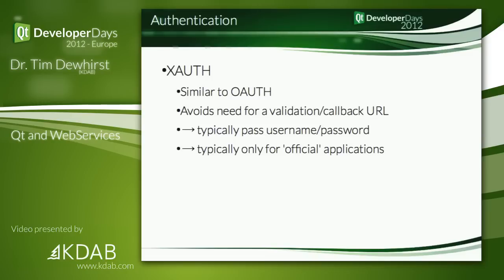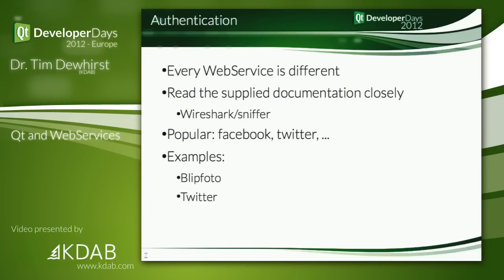XAUTH. I haven't seen this in many places, but just in case you happen to be implementing it. For example, Twitter used to support this, similar to OAuth, but the idea is it avoids the need for this validation callback URL. You pass in a username and password, and it's typically only for sort of official applications. So you may come across that. Again, read the documentation very, very closely. It'll help.